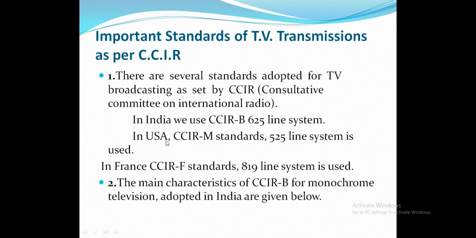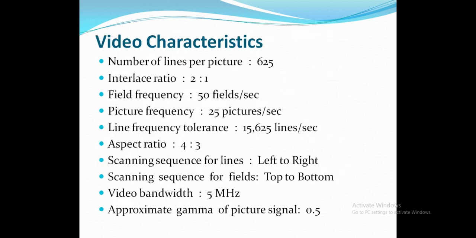In the USA they use the CCIR-M standard, that is a 525 line system. In France, the CCIR-F standard, that is an 819 line system, is used. Here we discuss the CCIR-B standard, that is the 625 line system for monochrome television that was adopted in India. The characteristics are given below.